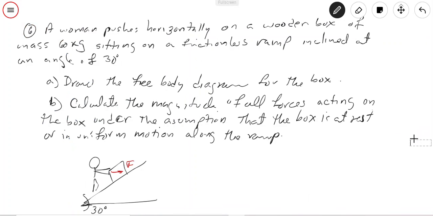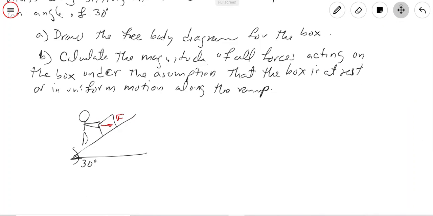They say a woman pushes horizontally on a wooden box of mass 60 kilograms sitting on a frictionless ramp, inclined at an angle of 30 degrees. So just draw the free body diagram for the box and calculate the magnitude of all forces acting on the box, under the assumption that the box is at rest or in uniform motion along the ramp. So let us see this problem. The first thing they ask you to do is the free body diagram.